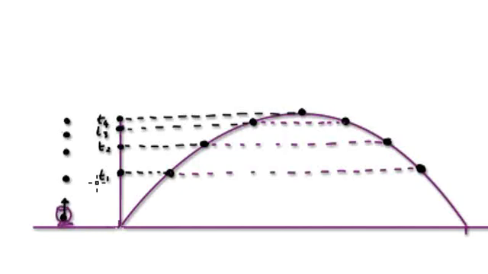Now, if you just look at the horizontal component here, this matches up with this, and this matches up with this, and this matches up with this, and when it gets to its maximum height, it's the same as when the cannonball here gets to its maximum height. And then on the way down, this matches up with this. On the way down here, this matches up with this, and here this matches up with this.